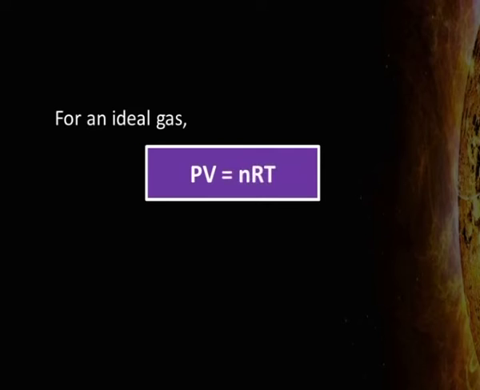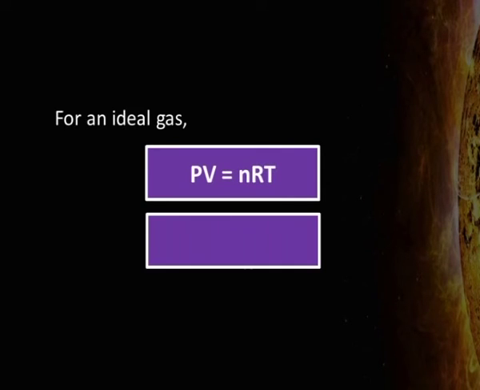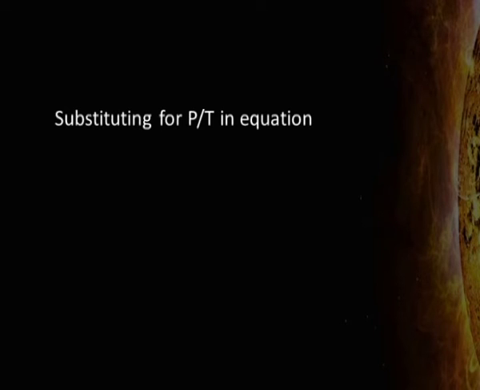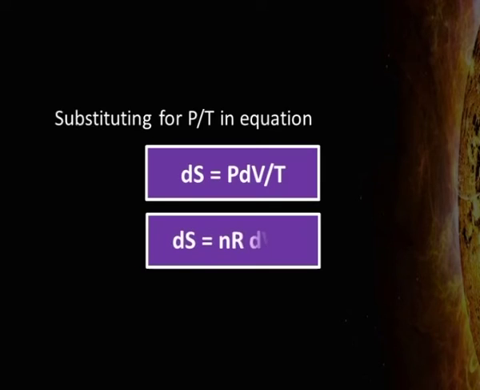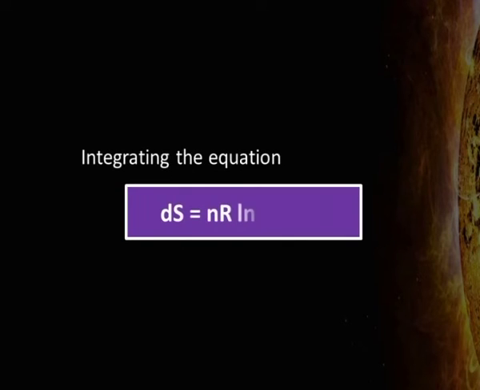You also know that for an ideal gas, PV is equal to nRT. Therefore, we can have the value of P by T, which is equal to nR divided by V. Now, substituting this value of P by T in the equation dS equal to PdV divided by T, we will get dS equal to nR dV divided by V. And on integrating this equation between the limits V1 and V2, we will get dS equal to nR natural log V2 divided by V1.